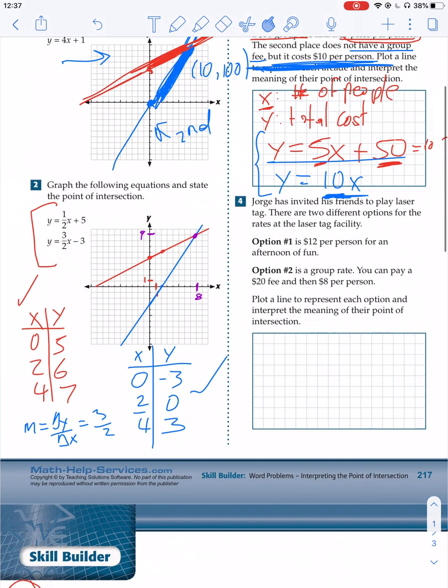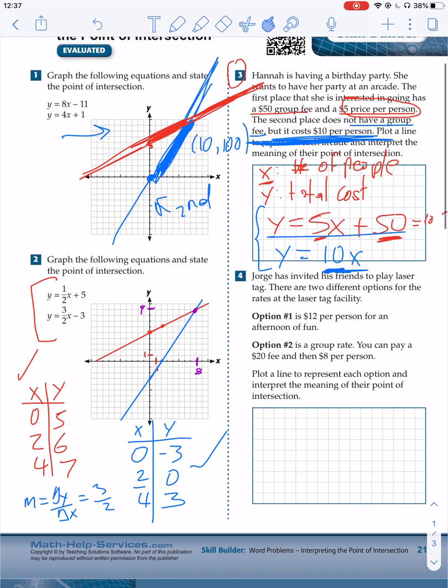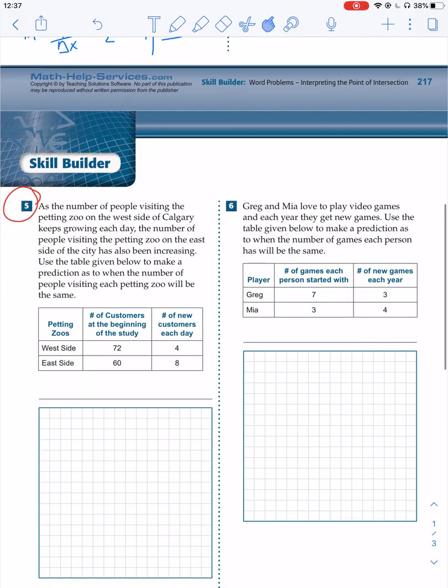So in the previous question, the point of intersection over here is a special point, this point (10, 100). This is a special point where regardless of which arcade she goes to, she will end up paying the same price of $100. In this case, they're asking you to find that point of intersection again, but the tricky part is to represent this as a function.